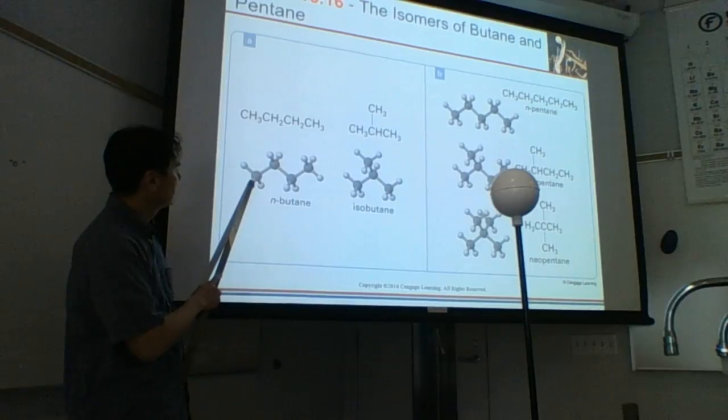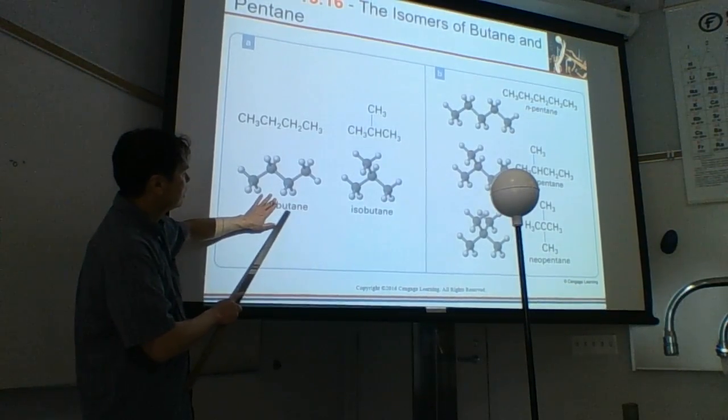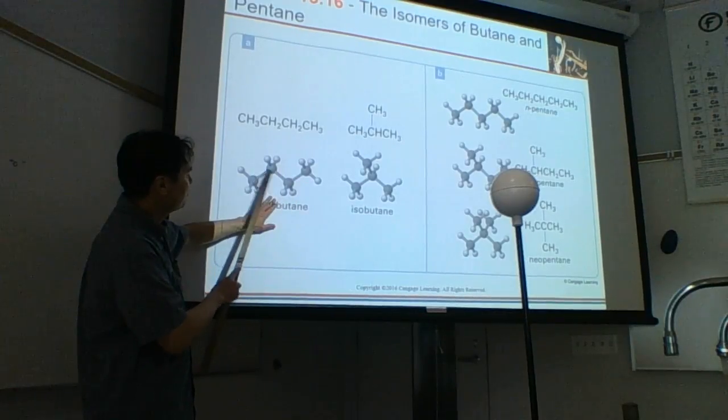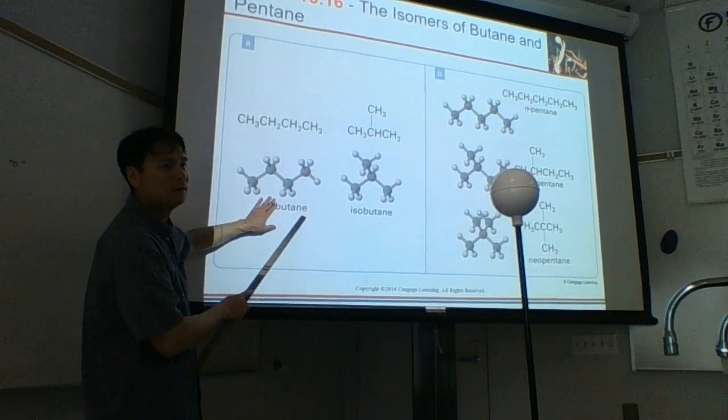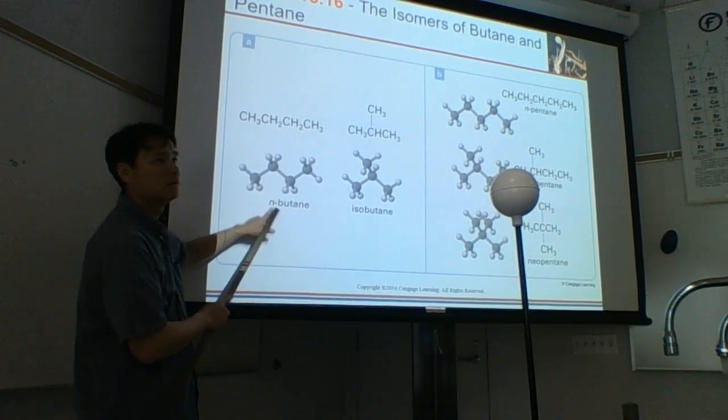And so this is it. How many carbons? 4, so we call it but-. Are there all single bonds? Yes, we call it butane. Now n stands for normal. Normal butane.